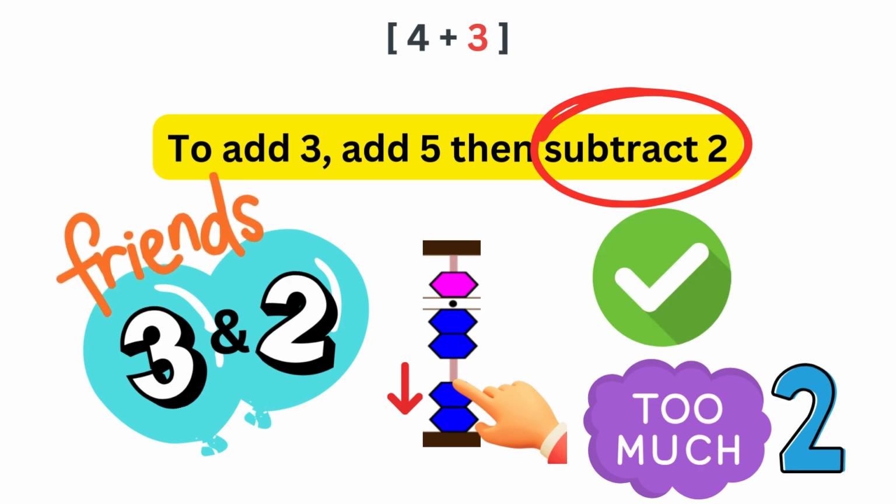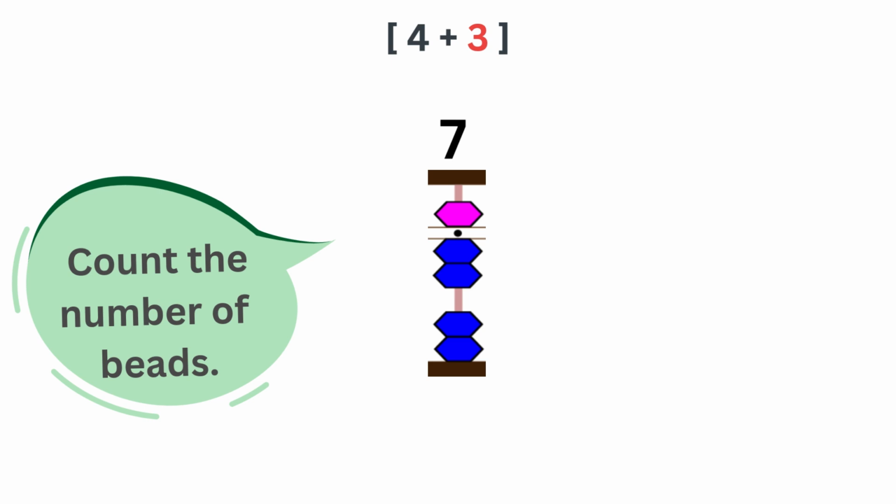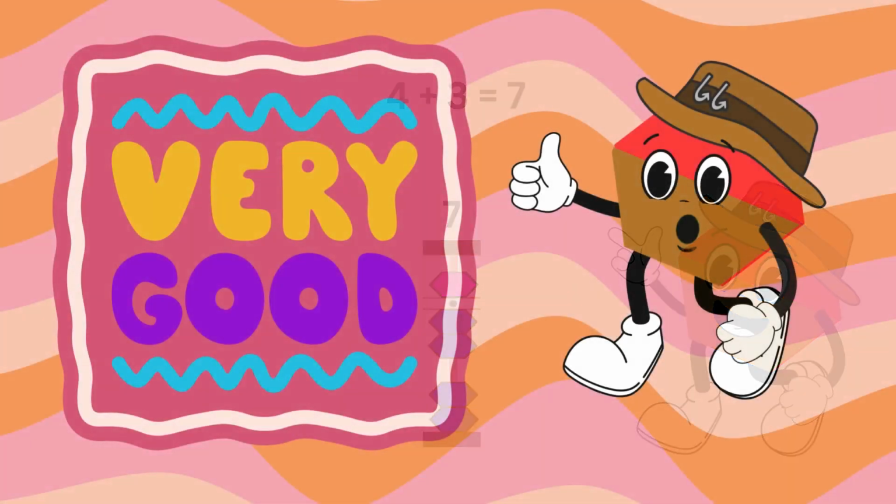Now, count the beads on the abacus. It's 7. Therefore, 4 plus 3 is equal to 7. Good job!